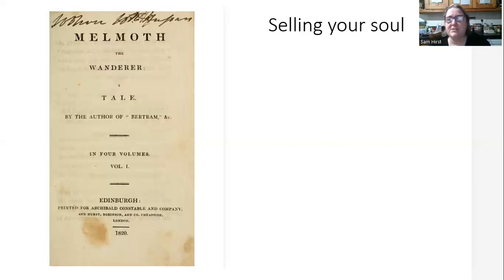So the premise of the book is a man who bargained with the devil, got 150 extra years to live, and then spends the rest of those 150 years trying to get somebody to swap with him. He usually brings his victims to the point of despair and then offers them the same deal that he had, and all of them refuse. All of them choose their own soul's salvation above the chance to escape earthly torments.